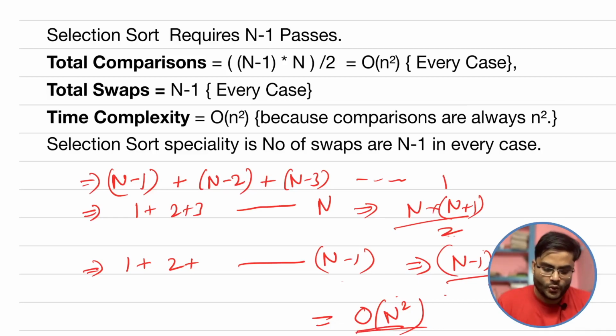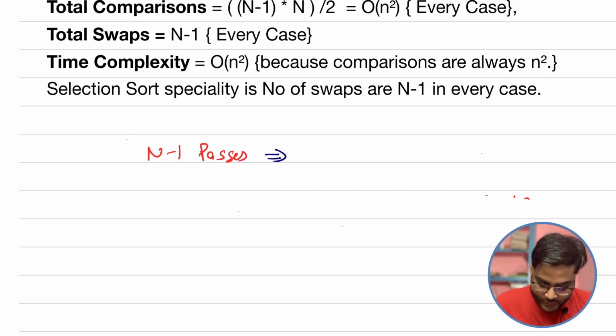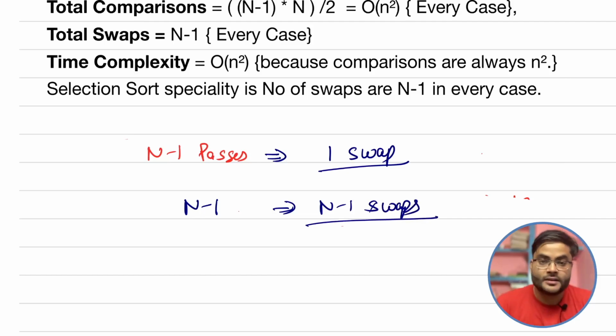Now what is the number of swaps? The number of swaps is n-1 in every case, right? We are running n-1 passes, and in every pass we are doing one swap. So in n-1 passes there will be n-1 swaps, right? I hope this is clear.